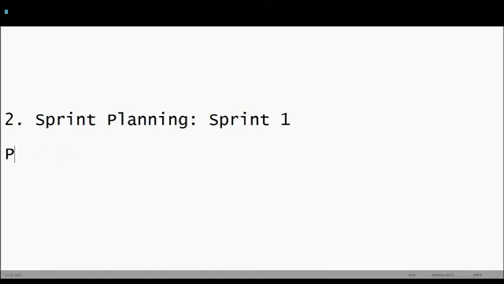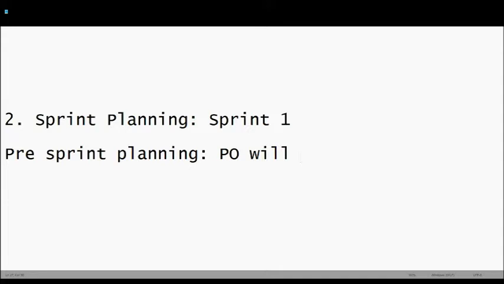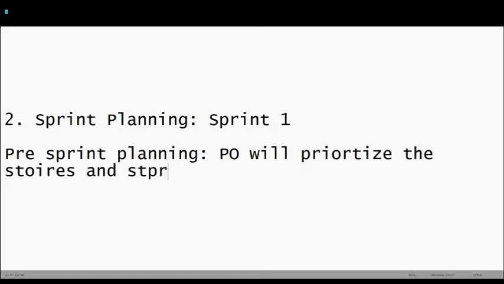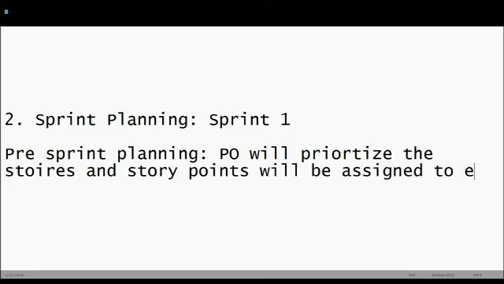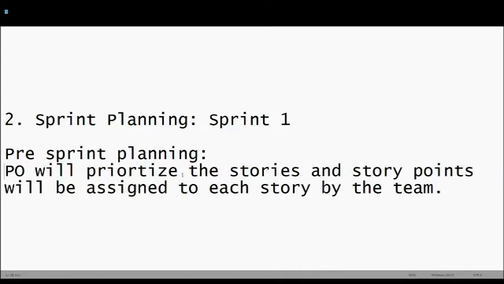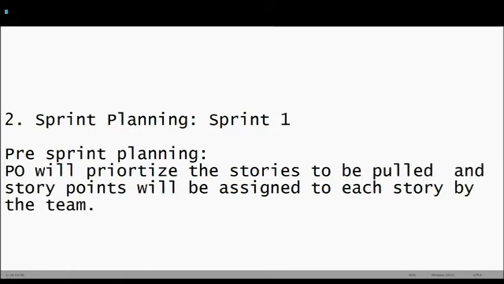let me mention here. So pre-sprint planning, PO will prioritize the stories and story points will be assigned to each story by the team. This happens during the backlog refinement generally. So pre-sprint planning, PO will prioritize the stories to be pulled into the sprint and story points will be assigned to those stories.